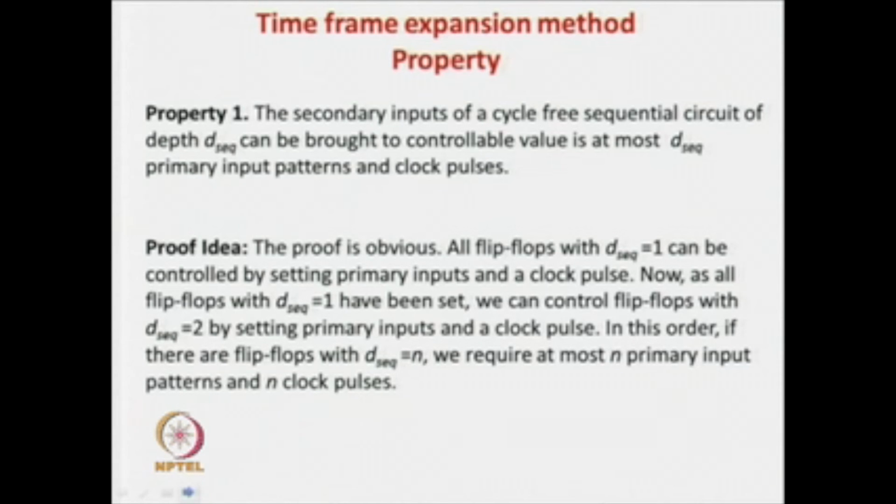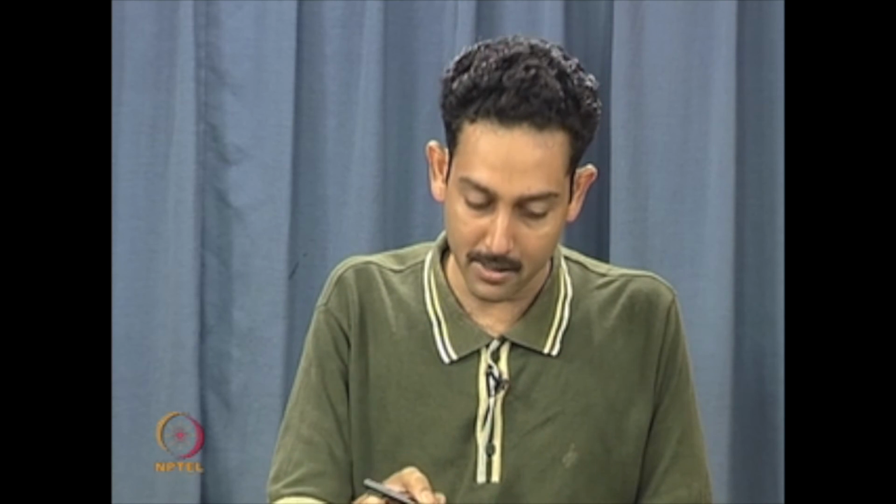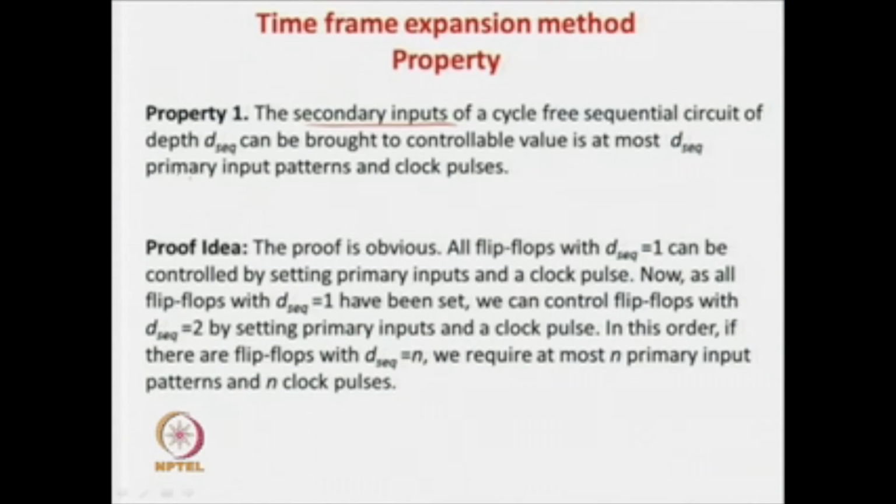But we will see that, but for the circuits where there is no such cyclic property, then what we can do is that we can control all the virtual primary inputs and observe all the virtual primary outputs. That is, the property says that the secondary inputs, that is the virtual primary inputs, of a cycle free sequential circuit of depth d can be brought under control in at most d sequence number of primary input and clock pulses.